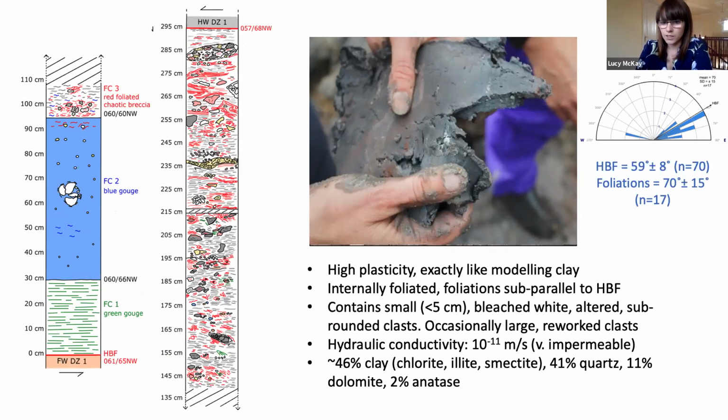It contains small clasts, and it's very impermeable, and again has a similar mineralogy to that green gouge, where it's nearly half clay with the rest of it being quartz, and it's mixed chlorite, illite, smectite clay.